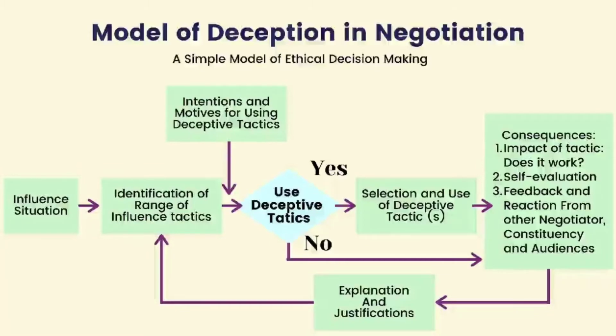After the negotiator has used deceptive tactics, he will have consequences such as the impacts of the tactics towards both parties, self-evaluation, and feedback from the other negotiator. If he doesn't use deceptive tactics, he will also have consequences as well. After the consequences, he will explain and justify the influence tactics that he has been using to influence the other party.